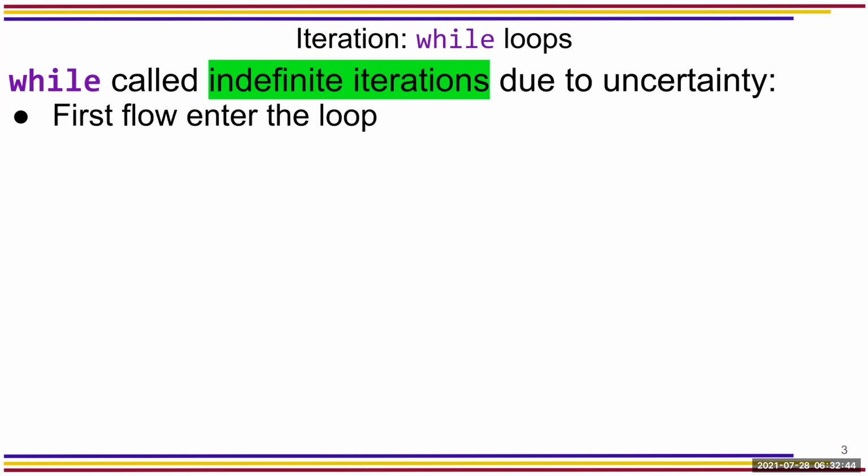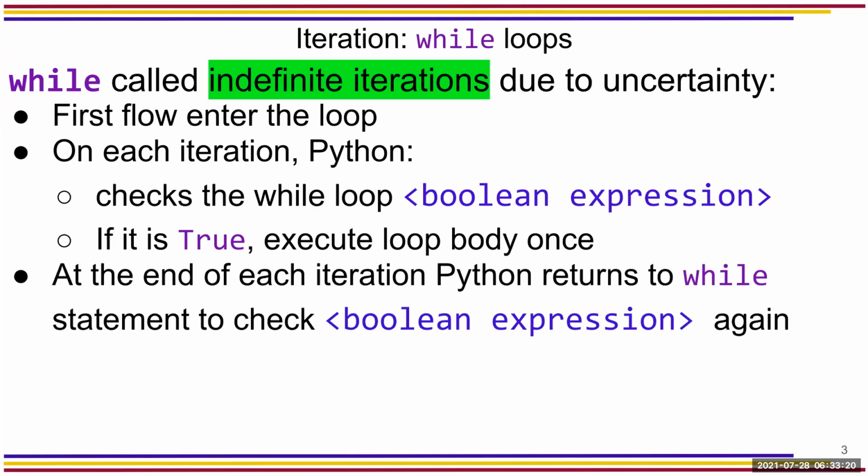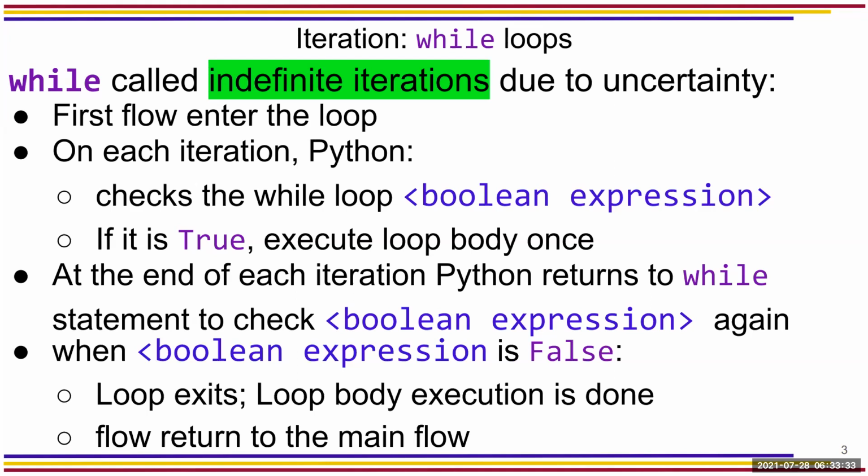So let's go over the flow pattern of the while loop. First, flow enters from the top of the while loop, and on each iteration, Python checks the boolean expression. Only if it evaluates to true does it go into the loop body and execute the loop body once. After that it checks the boolean expression again. When that expression evaluates to false, the loop exits, loop body execution is done, and the program execution flow returns to the main program.